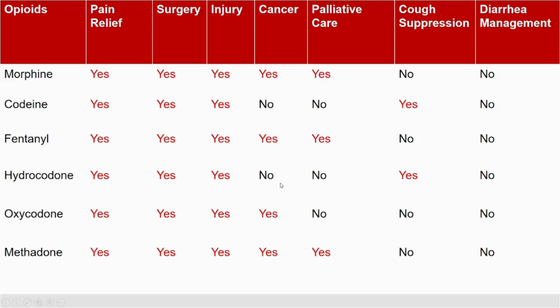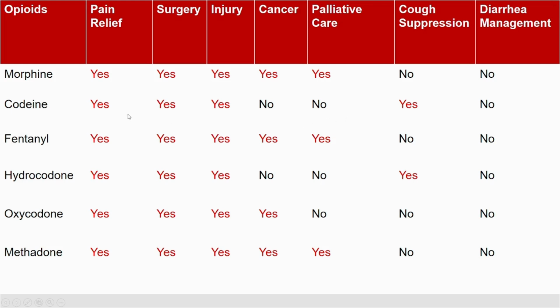Let's talk about the clinical uses. The clinical uses of opiates are primarily for moderate to severe pain, and generally come from surgical pains, severe injuries, or cancers. However, they are also used for cough suppression and diarrhea management. Mainly here you could see morphine is primarily used for pain relief, not for cough suppression or diarrhea.